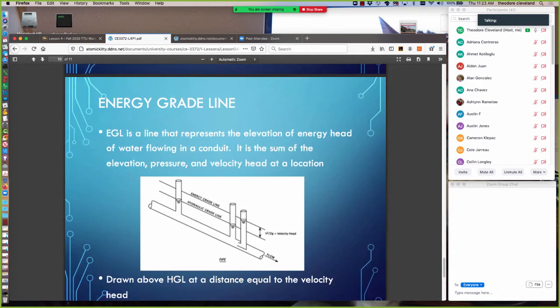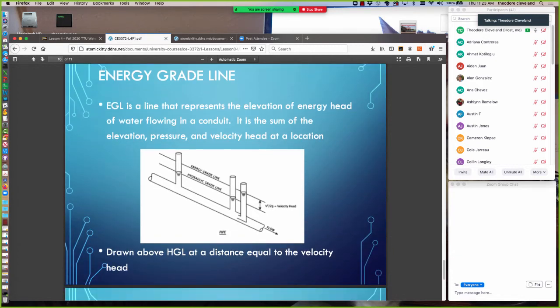The energy grade line, as I previously stated, is the line that represents the elevation of energy head of water flowing in a conduit. It's the sum of the elevation head, the pressure head, and the velocity head of the location. And it should lie above the hydraulic grade line at a distance equal to the velocity head. And one can use plots of energy grade lines and hydraulic grade lines to actually infer what's in a water system, whether there are pumps or turbines or diffusers or confusers there.